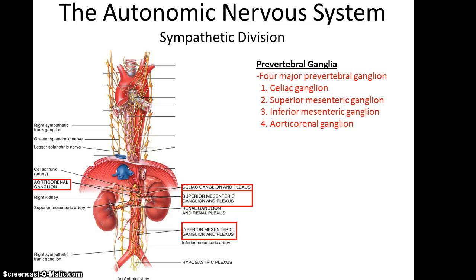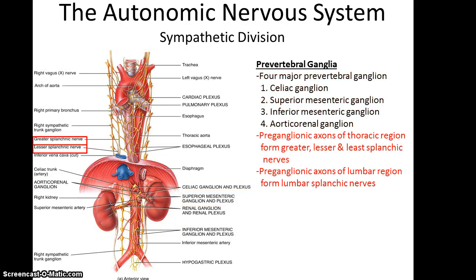So there are four main prevertebral ganglia. You have the celiac ganglion near the sacral trunk, the superior mesenteric ganglion, the inferior mesenteric ganglion, and the aorticorenal ganglion. So the preganglionic axons of the thoracic region can form greater, lesser, or least splanchnic nerves that then will enter the abdominopelvic cavity. And then, of course, the preganglionic axons of the lumbar region can form lumbar splanchnic nerves for these same plexuses and prevertebral ganglia.